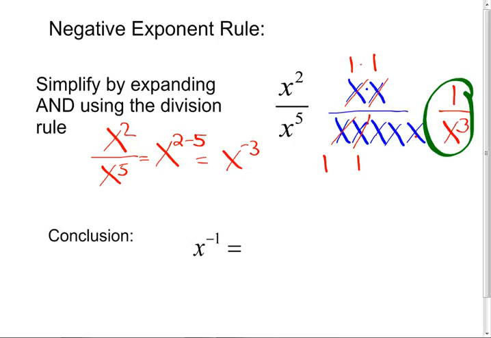And I do it this way. Now, it's the same problem. What's got to be true about these two things? What has to be true about these two things? They have to be equal. So x to the negative 3 equals 1 over x cubed.